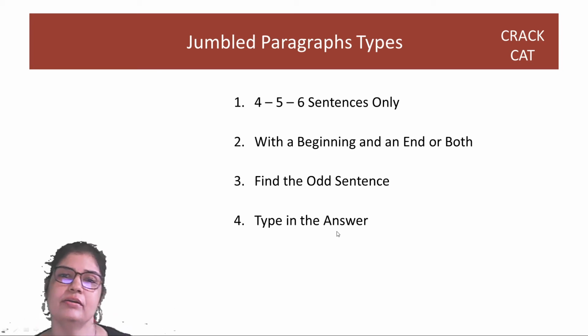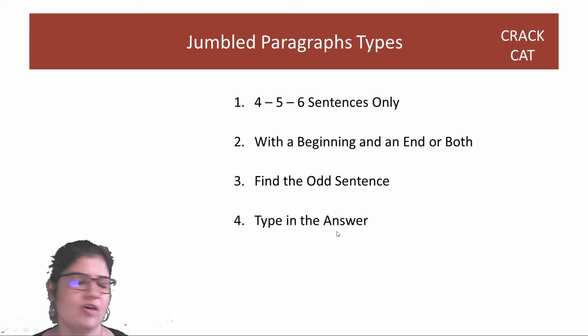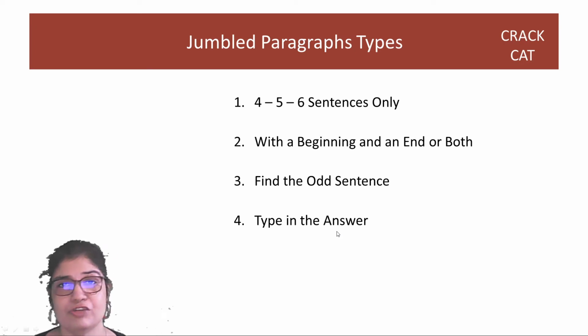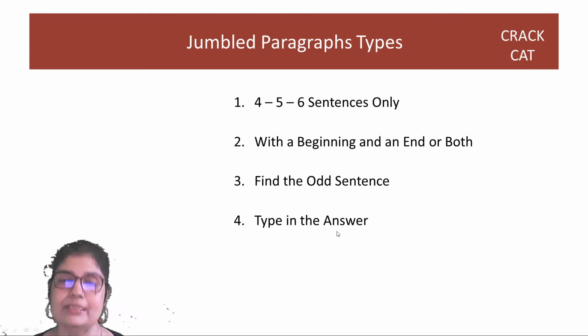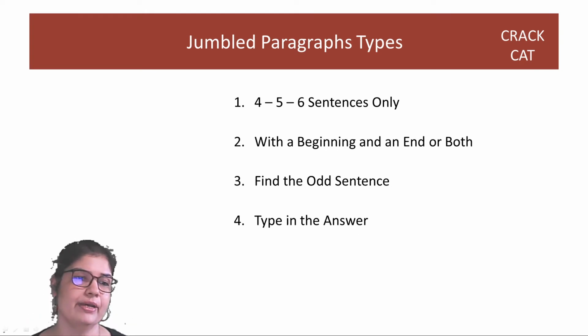Maths, your number system, number of questions can waver. In DI, you may or may not have a line graph, but in verbal, you'll always have half verbal, at least reading comprehension, and at least 4 to 5 questions in jumble paragraphs, guys. So this topic, do not take it lightly. Please take it seriously, okay? So what are the question types that you will see in jumble paragraphs?